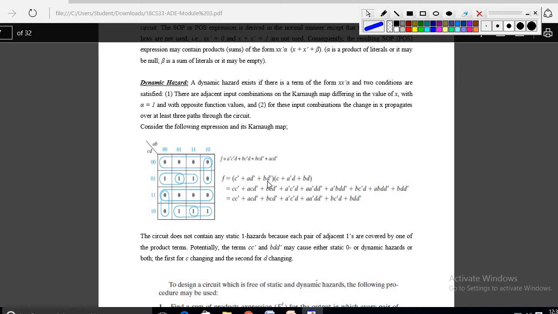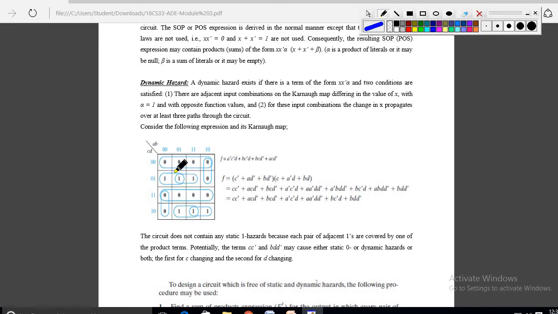Static 1 means if there are two adjacent ones that I could not group, there a static 1 hazard exists. To eliminate that, we need to make a group of the adjacent ones. Static 0 means adjacent zeros are not grouped, so a static 0 hazard exists. To eliminate that, we need to group them.